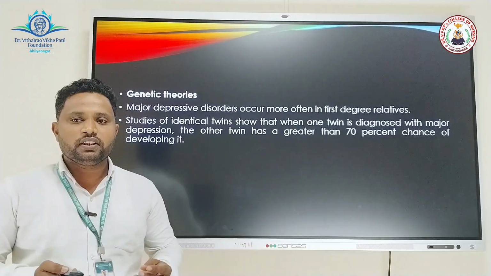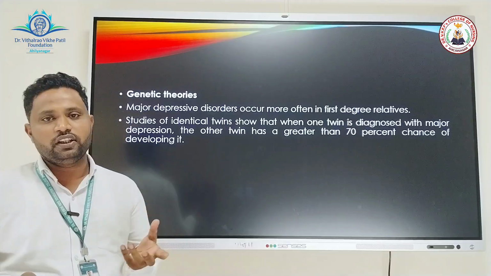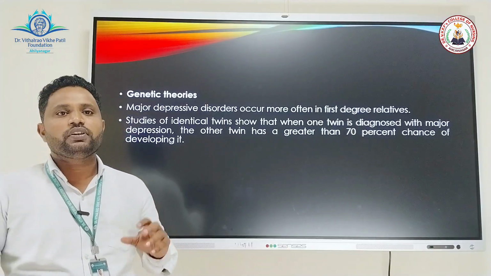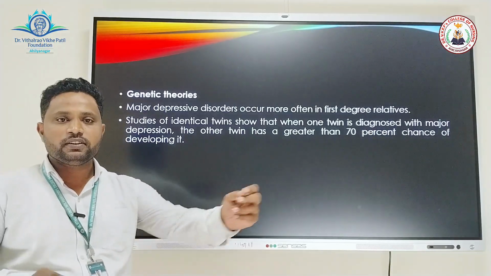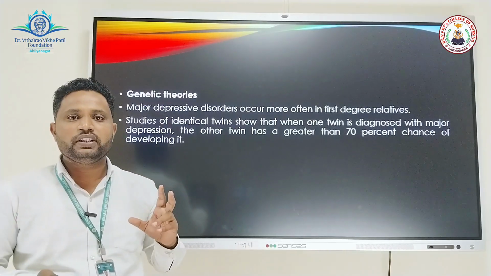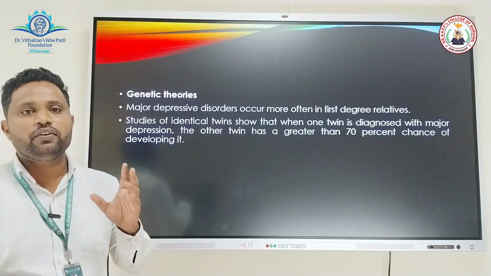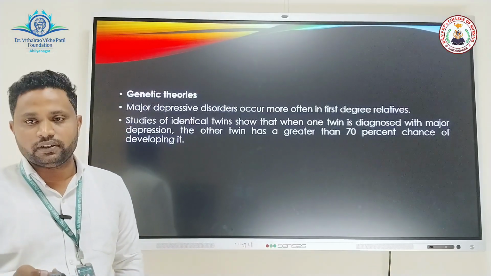According to this genetic theory, depression is most commonly seen in first degree relatives than the general population. First degree relatives have 10 to 15% chances of developing the depression. Then second is twin study. Identical twin study shows that if one twin is diagnosed with depression, then the second twin has around 70 to 80% chances of developing the depression.